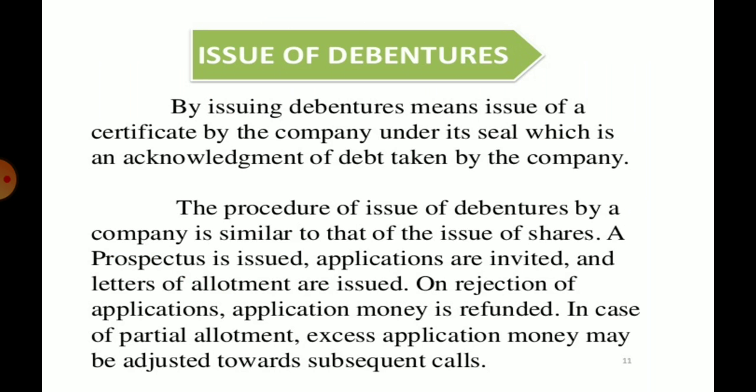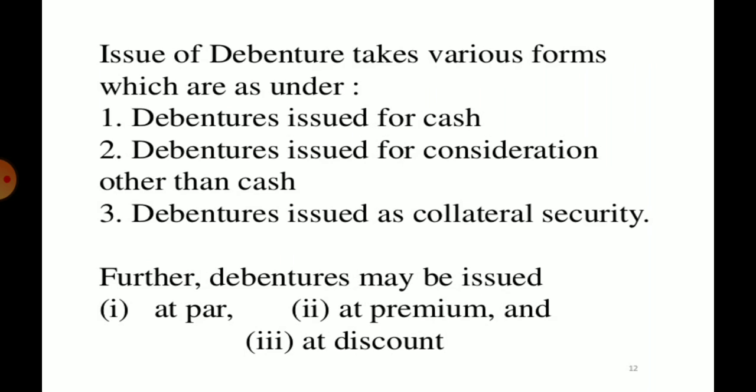Issue of debenture. The company issues a debenture certificate under its seal, which is an acknowledgement of debt taken by the company. The procedure of issue of debenture by a company is similar to the issue of shares. A prospectus is issued, applications are invited, and letters of allotment are issued. On rejection of the application, application money and allotment money, whatever it is, will be refunded. In case of partial allotment, the excess application money may be adjusted toward the subsequent call. Issue of debenture takes various forms: for cash, for consideration other than cash, as collateral security, at par, premium or discount.